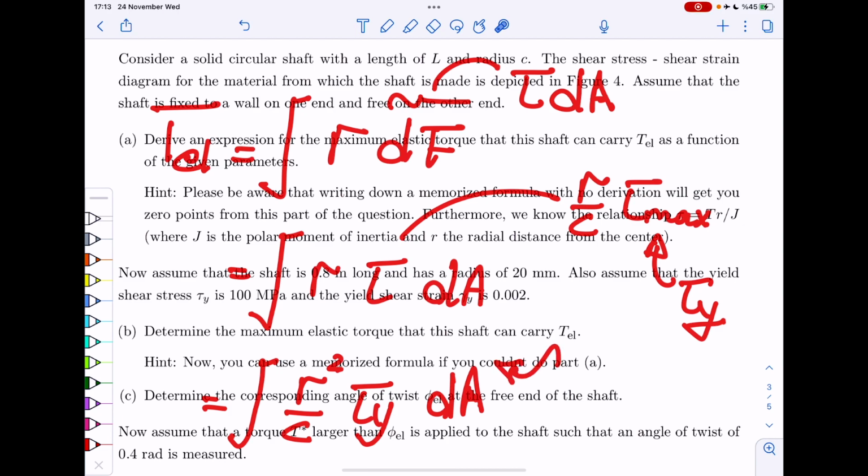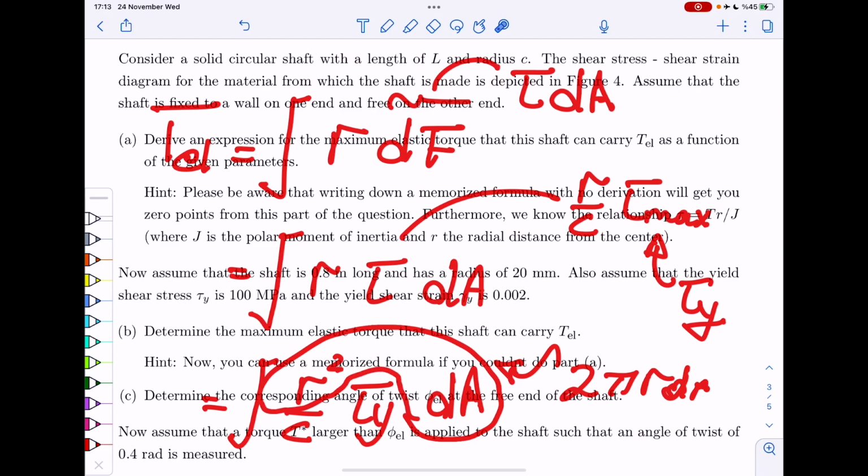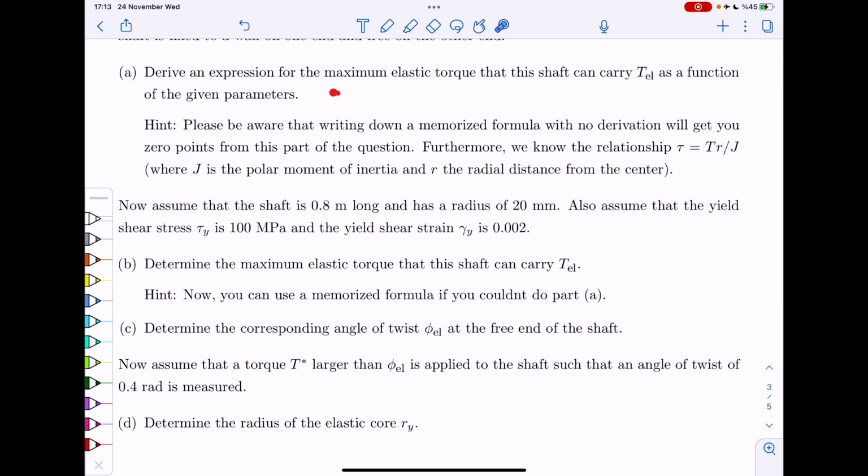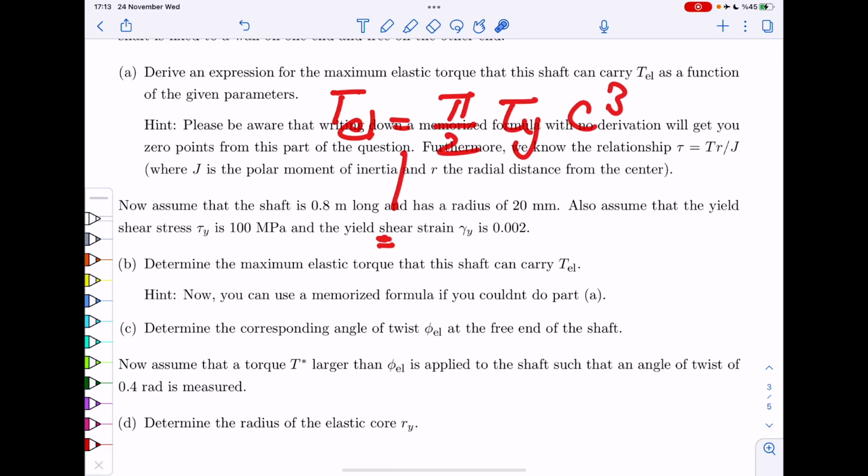For 2a also, if you want, you can also write it as 2 pi r dr and do the integral, but you don't have to do that. If you just look at this, you immediately realize that that's Rj, which gets us to the previous relation. So the first part of the example is very, very simple. T elastic is simply pi over 2 tau y C cubed, or otherwise tau y J times C.